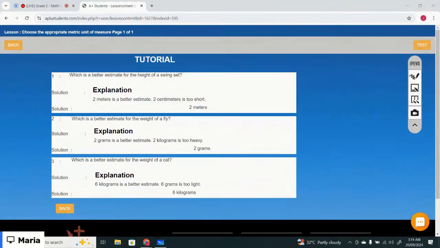Okay, which is a better estimate for the height of a swing set? You are given two units, 2 meters and 2 centimeters, right? So 2 centimeters is too short for the height of the swing. It must be 2 meters. The correct option is 2 meters.